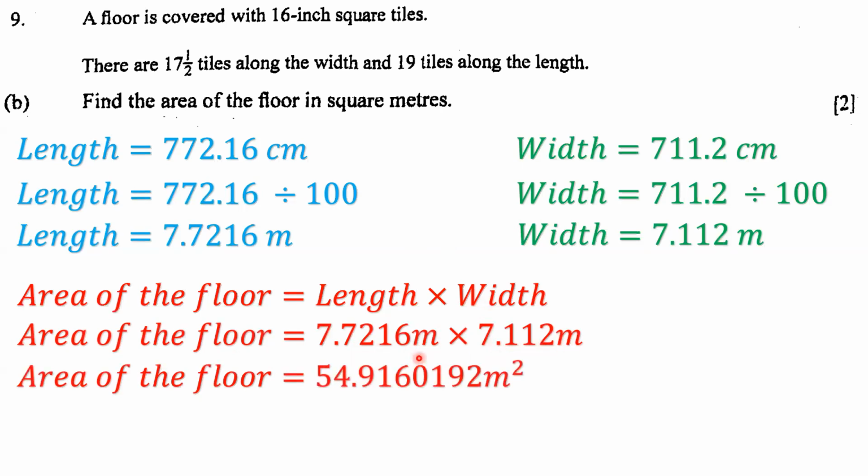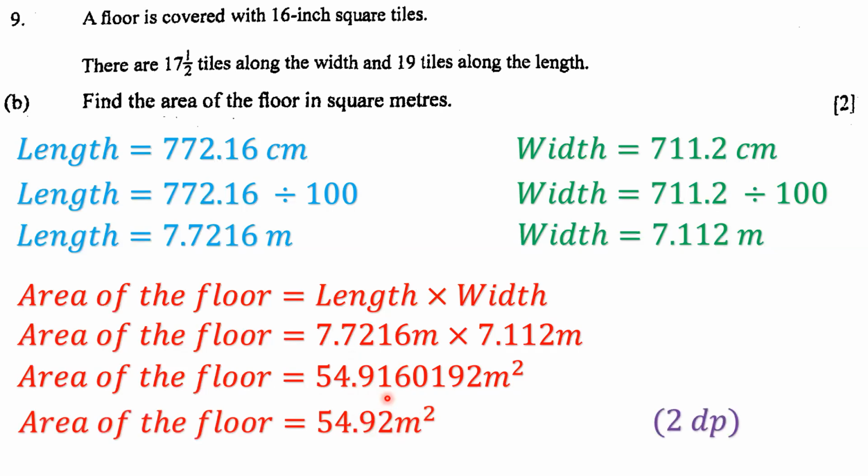When we multiply them, we get 54.9160192 meters squared. But they didn't ask for a certain degree of accuracy. So I'm just going to round to 2 decimal places, just so we wouldn't have this long thing. And so we get 54.92 because this number here is 6, and since it's bigger than 5, we're going to add 1 to the 1 already. It's going to be 54.92 because 1 plus 1 is 2. So we get 54.92 meters squared. That's the area of the floor, correct to 2 decimal places.